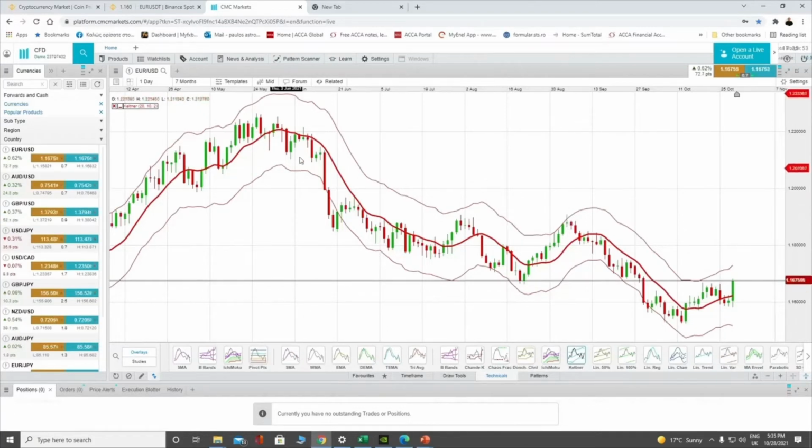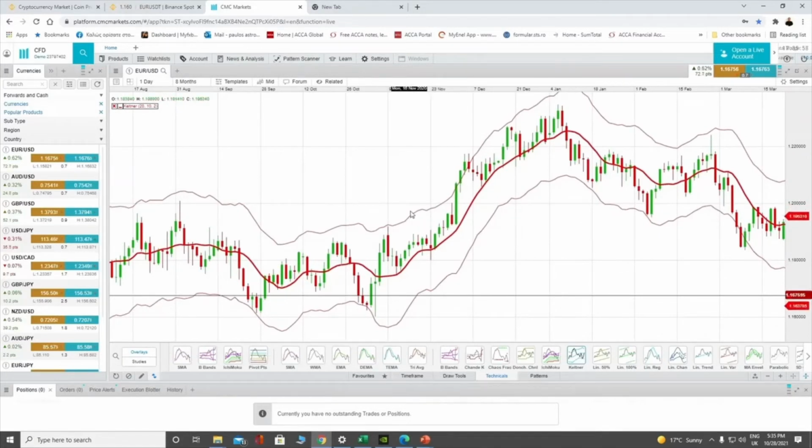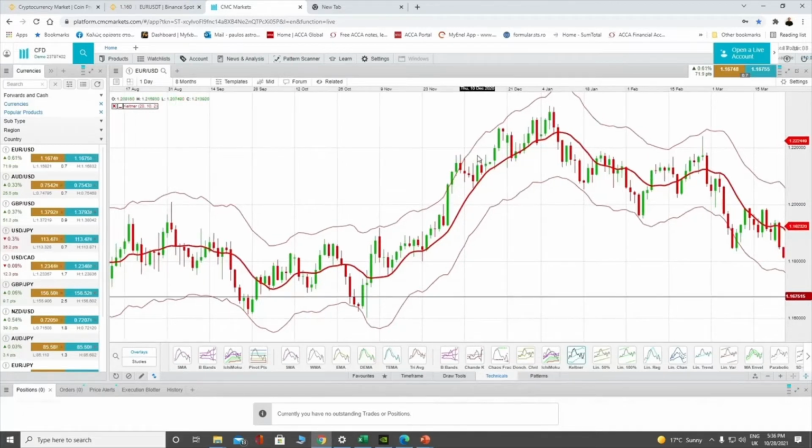The opposite. If we are trading on a long position, let's say, we'll see that the prices penetrate the upper line. So this is a signal to go open a long position.